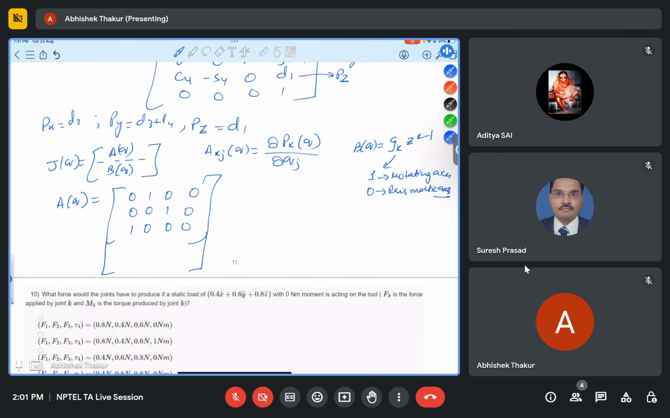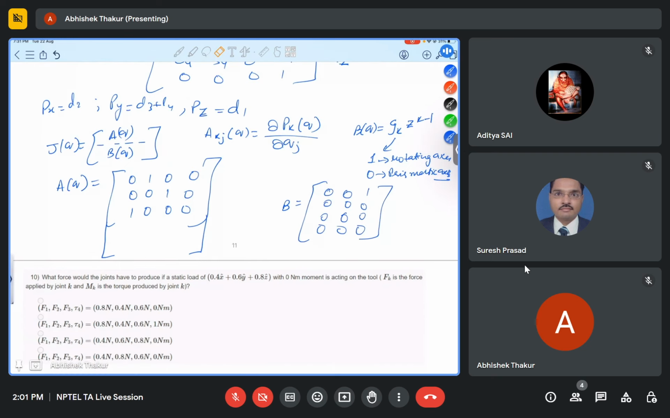Now our B will be 0, 0, 0, 0. So I will write it separately. So the Jacobian will be AQ and BQ. So you just combine these two, and you will get the Jacobian.